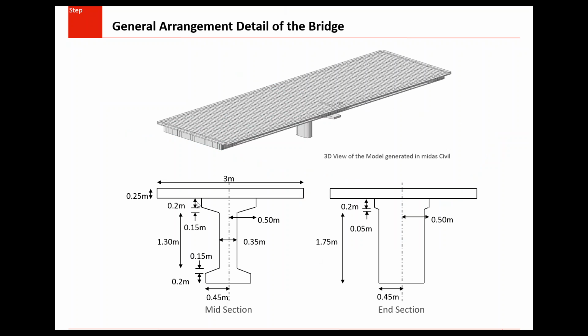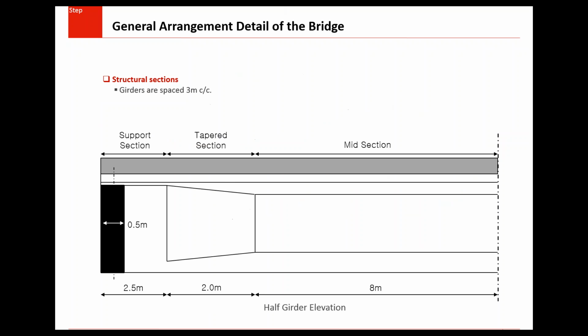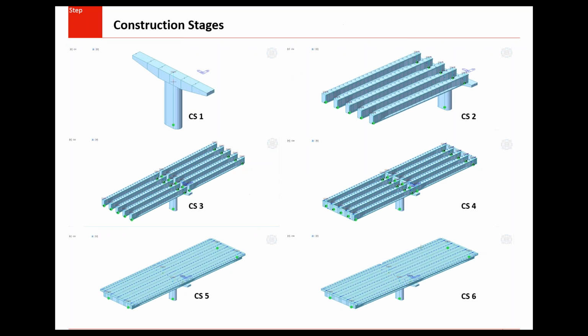As you can see, these are the dimensions for the sections that we'll be taking for the mid section and end section. Apart from these, we'll also have the tapered sections. So this is the elevation: 2.5 meters we'll have the support section, then 2 meters tapered section and 8 meters mid section. Apart from that, we'll be having two end diaphragms, and we'll now see the construction stages.